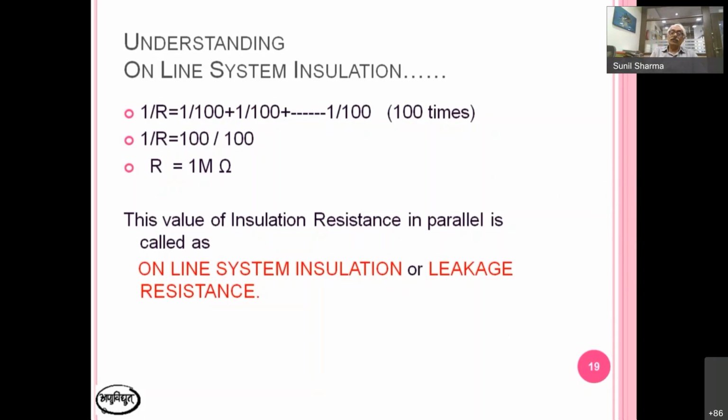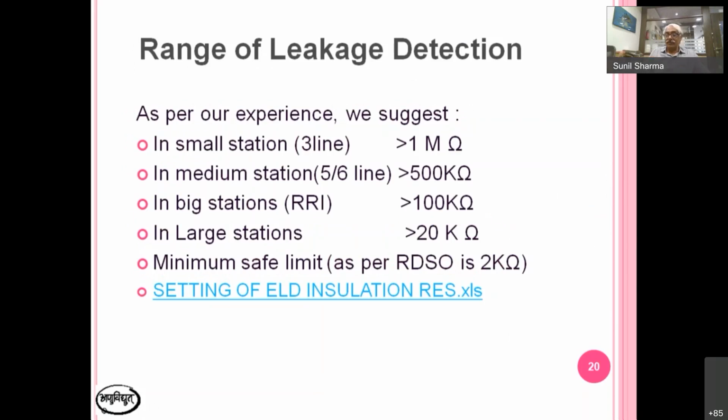Okay. Now this is a new figure and new item. Something of a standard is required. But unfortunately, there is no standard for leakage resistance. RDSO has not made any standard for leakage resistance, and we have faced so many difficulties without having any standard. But we have data from 1,000 stations which are in good condition, and from this data we have made categories for your simplicity. We have made station categories.